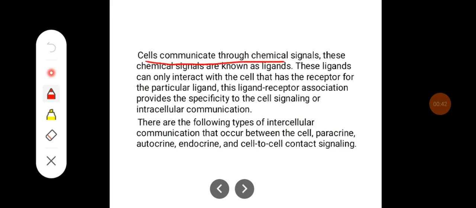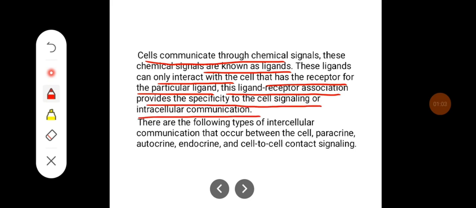Cells communicate through chemical signals. These chemical signals are known as ligands. These ligands can only interact with the cell that has the receptor for the particular ligand. This ligand-receptor association provides the specificity to the cell signaling or intercellular communication. There are the following types of intercellular communication that occur between cells: paracrine, autocrine, endocrine, and cell-to-cell contact signaling.